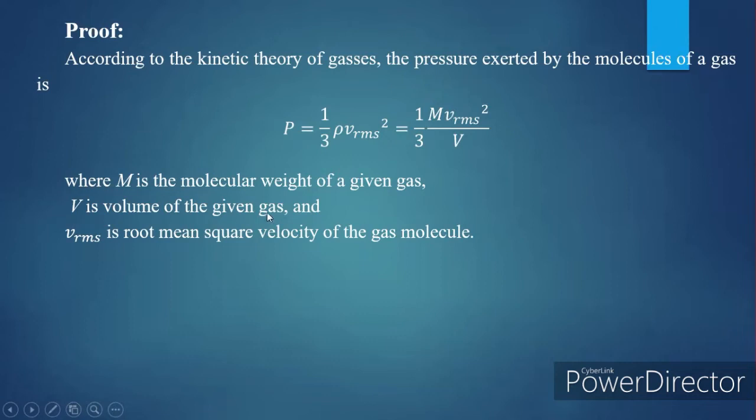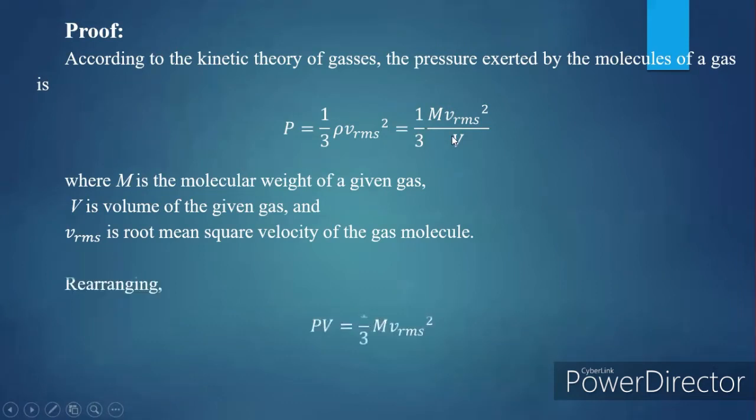V is the volume of the given gas, and V RMS is the root mean square velocity of the gas molecule. And in this expression, capital M is molecular weight, V is volume, V RMS is the root mean square velocity of the gas molecule. Just remember this expression, P is equal to 1/3 into rho into V RMS square, and that can be rewritten as 1/3 into capital M into V RMS square.